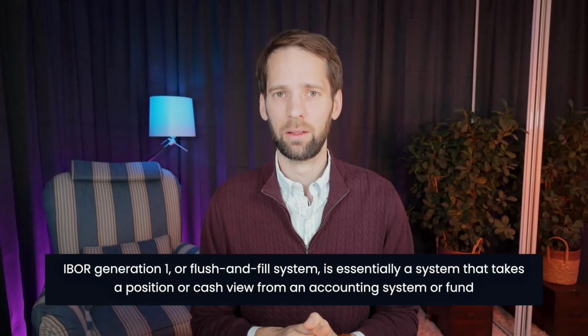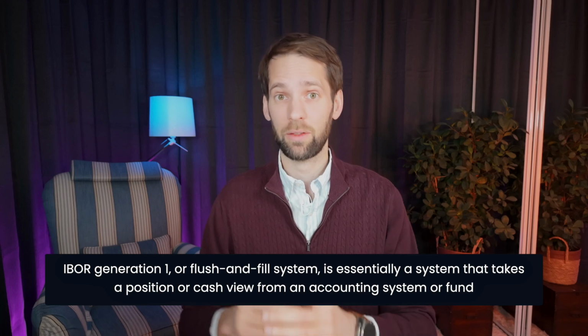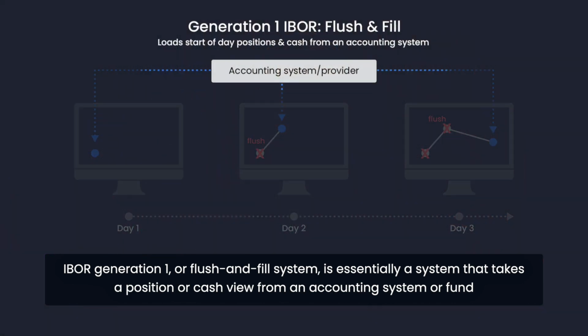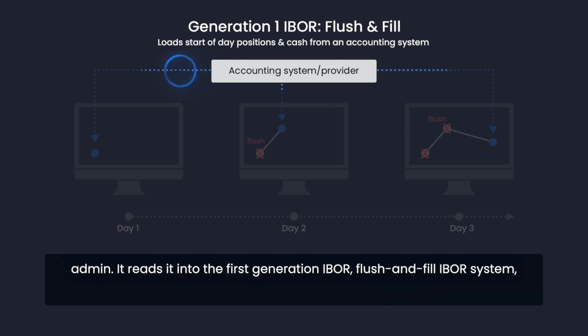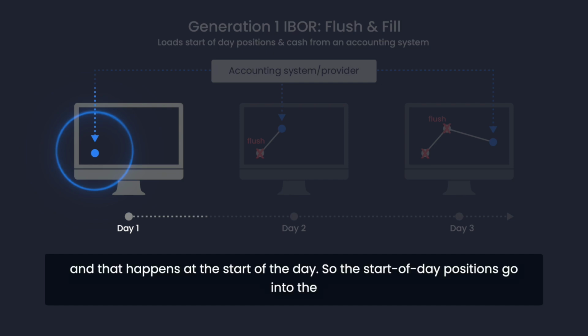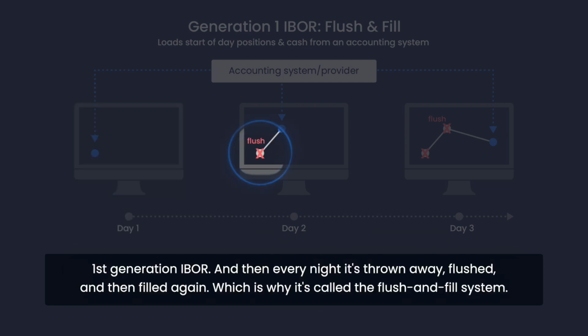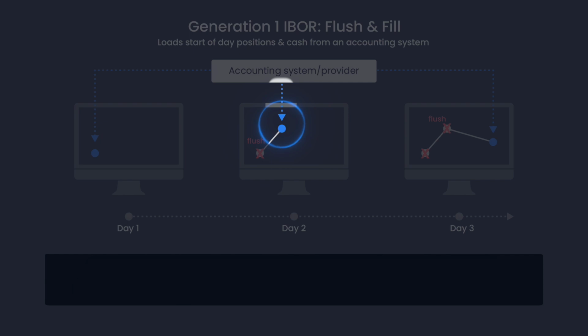IBOR Generation 1, or flush and fill system, is essentially a system that takes a position or cash view from an accounting system or fund admin. It reads it into the 1st generation IBOR, and that happens start of day. So start of day positions go into the 1st generation IBOR, and then every night it's thrown away, flushed, and then filled again, which is why it's called the flush and fill system.